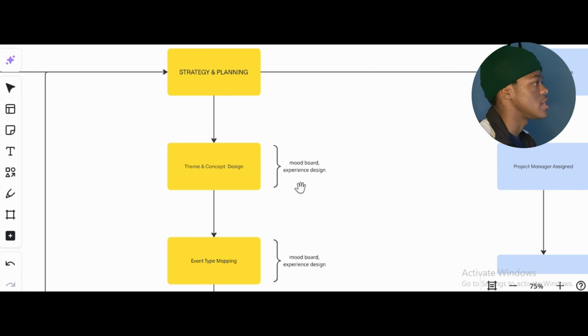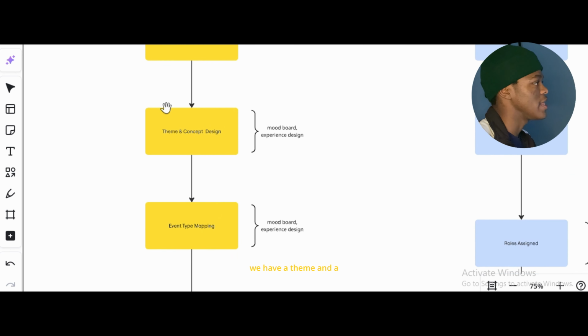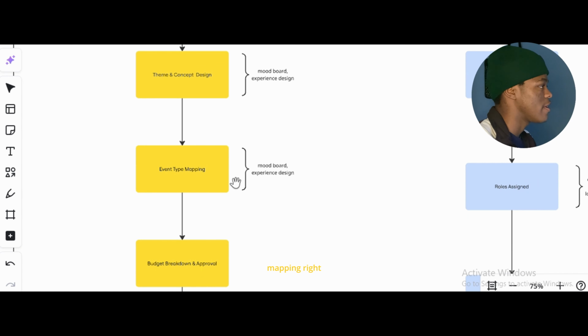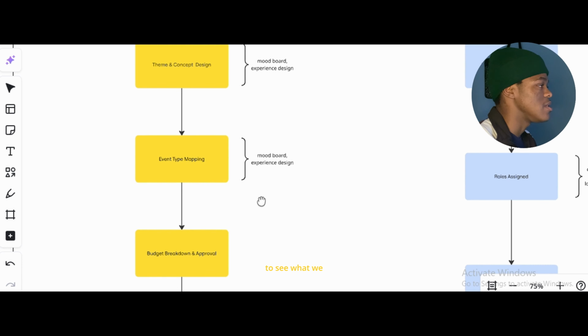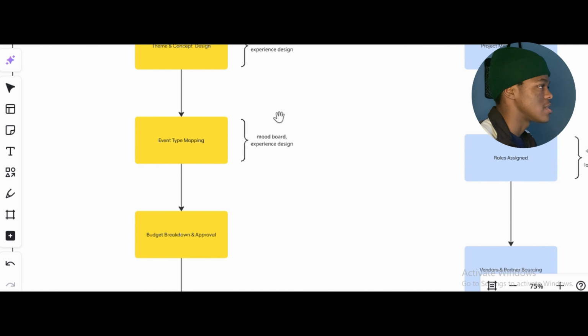And as you can see, we have a theme and a concept design. Basically, the mood board, the experience. What is the theme? What are you trying to make people feel in the specific event? And then we have the event type mapping, which is basically the same thing. We get to see what we want the people to feel.